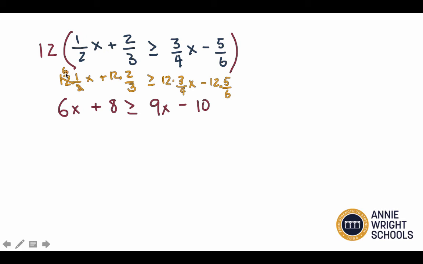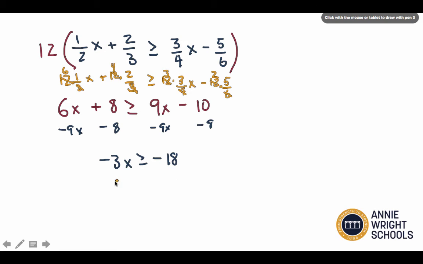2 goes into 12 6 times, I get 6 times 1 times x. 3 goes into 12 4 times, 4 times 2 is 8. 4 goes into 12 3 times, 3 times 3 is 9, times x is 9x. 6 goes into 12 twice, 2 times 5 is 10, and that minus sign is still there. Now, solving this equation, I'm going to subtract 9x from both sides. I'm going to subtract 8 from both sides. I end up getting negative 3x is greater than or equal to negative 18.